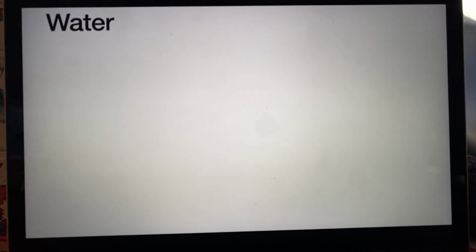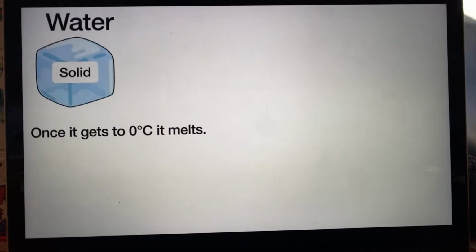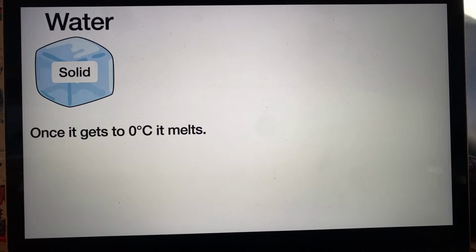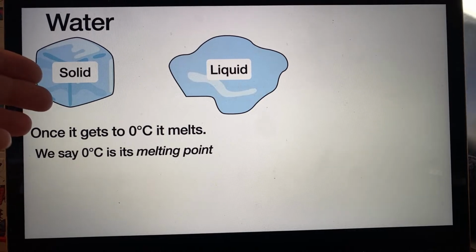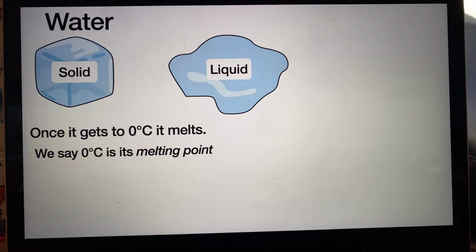Okay, let's start really basic. So water as a solid, once it gets to 0 degrees, it melts into a liquid. So we say that 0 degrees is the melting point of water. You've got solid water, which is at minus 20 degrees, minus 10 degrees, minus 5 degrees. Once it gets to 0 degrees, maybe I should have said it starts to melt. So we say that 0 degrees is its melting point. This is not a coincidence. Humans made up the name 0 degrees because that is the temperature at which solids melt into liquids if they're made of water. So yeah, not a coincidence.